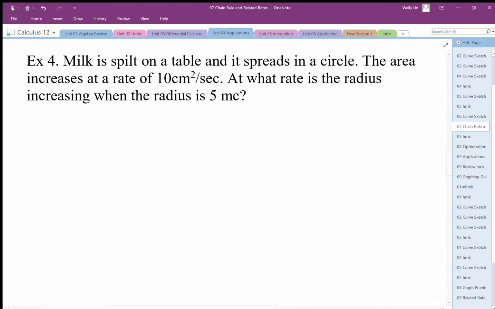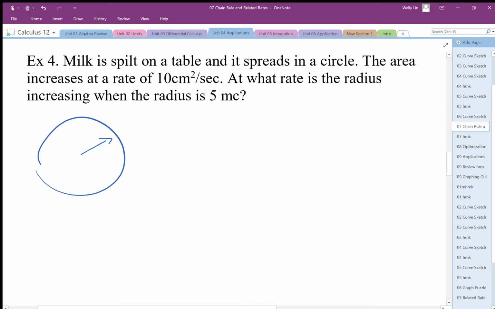Okay, so this next one here, the milk is spilt on a table and it's spreading and the circle is growing in radius. Okay, so the area is increasing at a rate of 10 centimeters squared per second. So that's how much milk, how the area is growing. At what rate is the radius increasing?